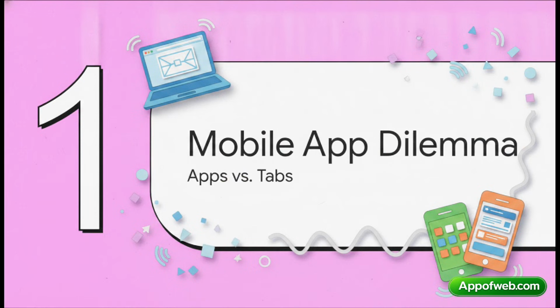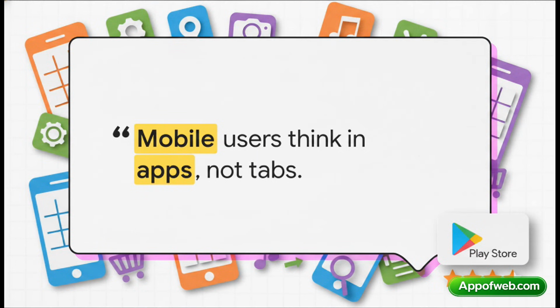Section 1. The mobile app dilemma. While your app runs great on a computer, we have to acknowledge that mobile is a totally different beast. It is completely valid to be proud of your desktop performance, but this quote right here really says it all. Mobile users think in apps, not tabs.